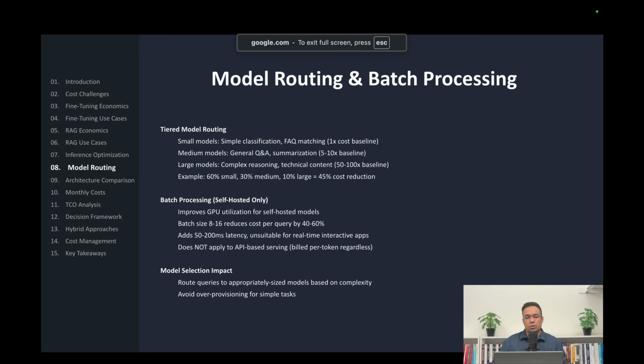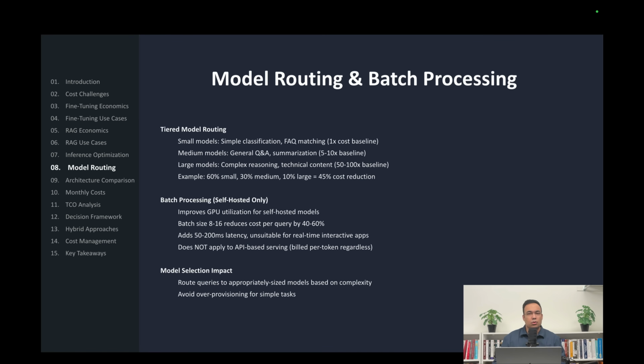So now let's get into a bit more detail with model routing to start off with. The insight here is that not all queries require the same level of model capability. Small models handle simple classification and FAQ matching at a baseline cost. Let's call this 1x. These might be billion parameter models or even smaller. Medium models handle general Q&A and summarization at 5 to 10 times the baseline cost. These are your 13 billion to 30 billion parameter models. Large models handle complex reasoning and technical content at 50 to 100 times the baseline cost. These are your 70 billion plus parameter models or the frontier models like GPT-5 thinking.